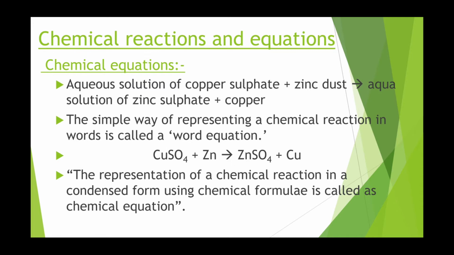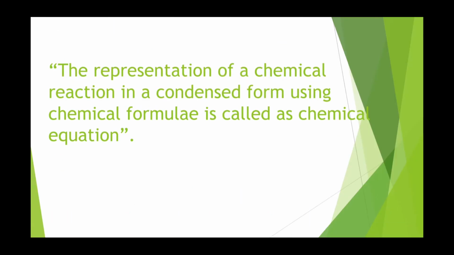As you can see here, the equation can be written as CuSO4 plus Zn gives ZnSO4 plus Cu. This type of representation is called a chemical equation. That is, the representation of a chemical reaction in a condensed form using chemical formulae is called a chemical equation. Let us define it again. The representation of a chemical reaction in a condensed form using chemical formulae is called a chemical equation.